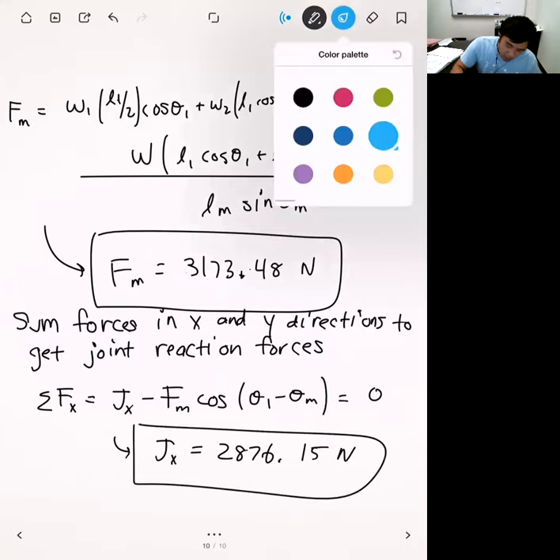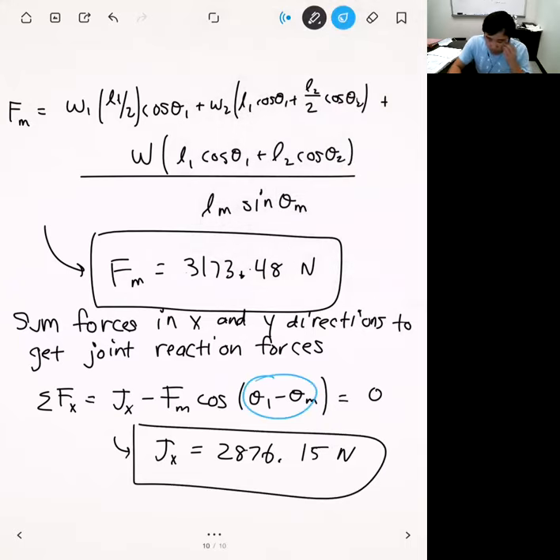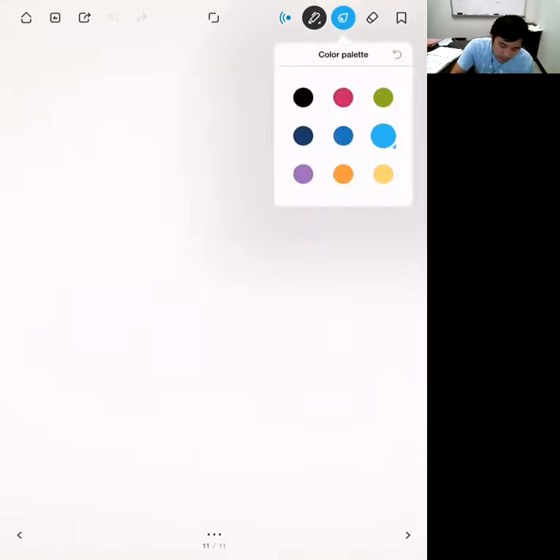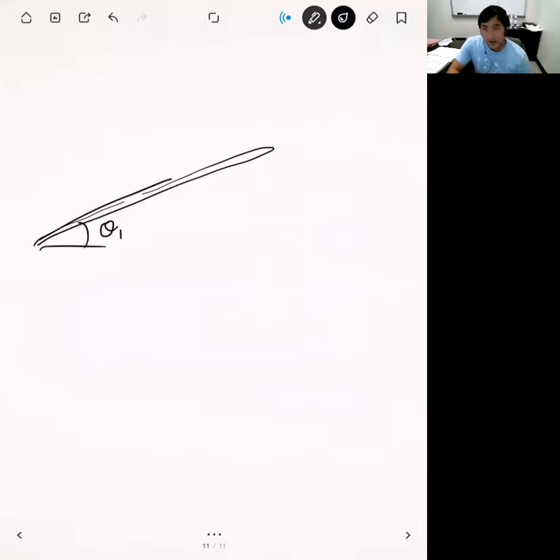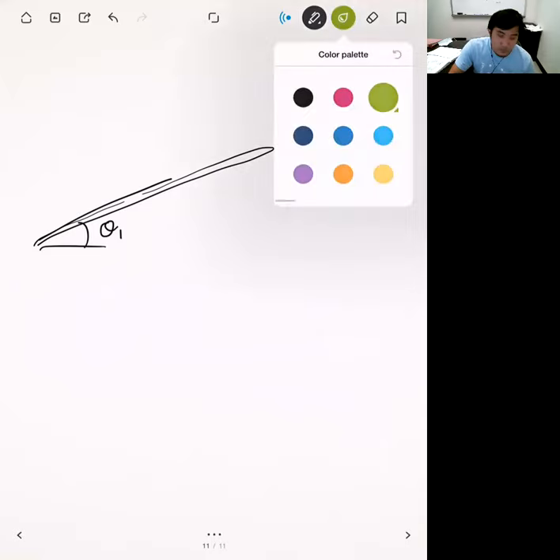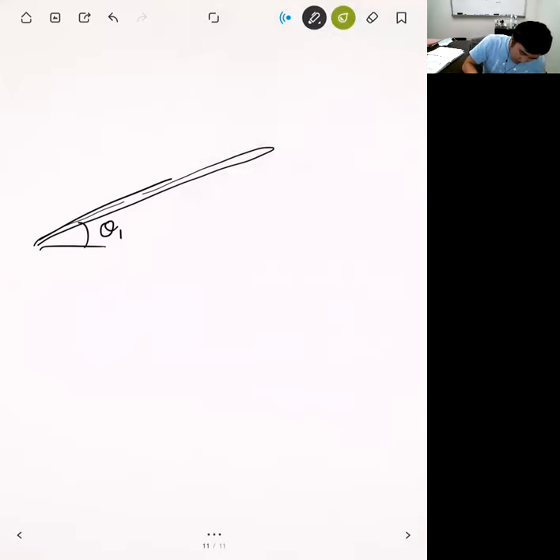All right. And so how do we get this difference right here, theta 1 minus theta m? So let's go ahead and draw that out just so we can see it. I'll draw it slightly exaggerated just to make it a little bit easier. Right, and so we have theta 1 on this side right here. And then we have Fm, and I'm going to draw it a little bit higher up here just so it's easier to see. And this angle right here is going to be theta m.